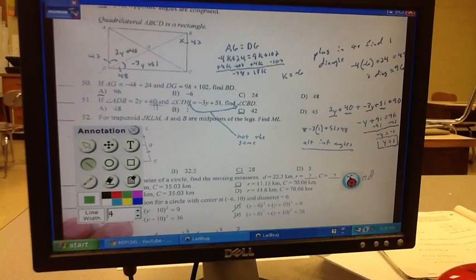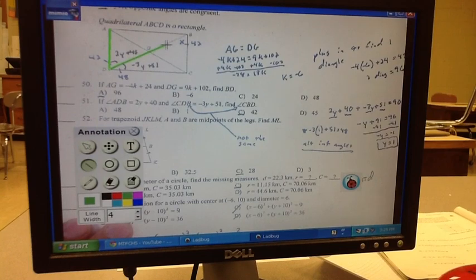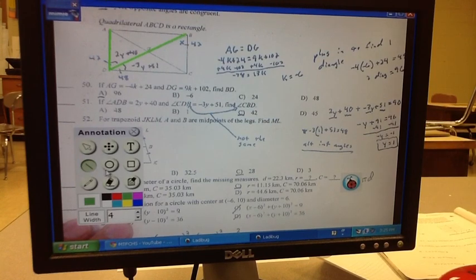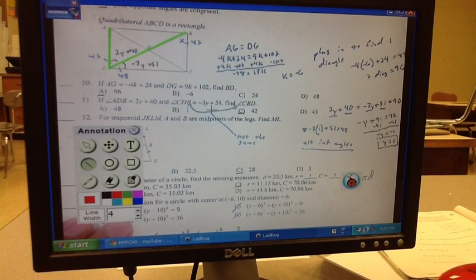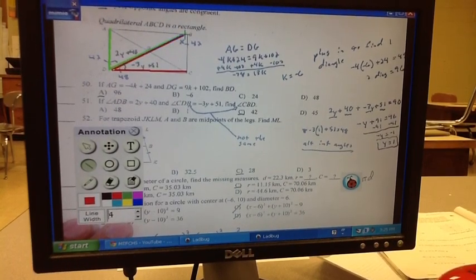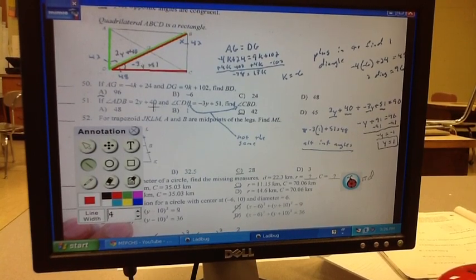Alright, trying 51 again. ADB, I went the other way the last time. ADB we got here. And remember, this whole angle down here at the bottom is 90 degrees. If I look at the next one, CDB, that's the other half of that one.